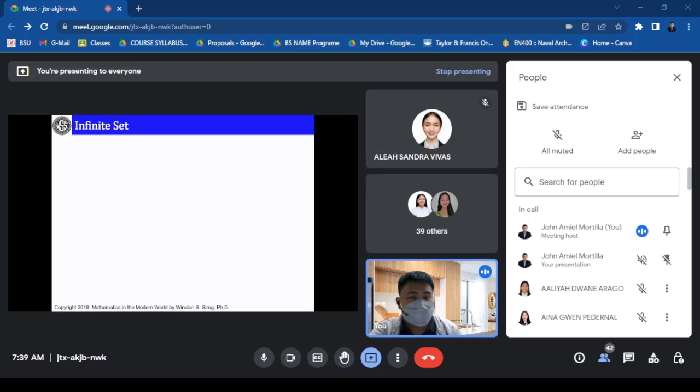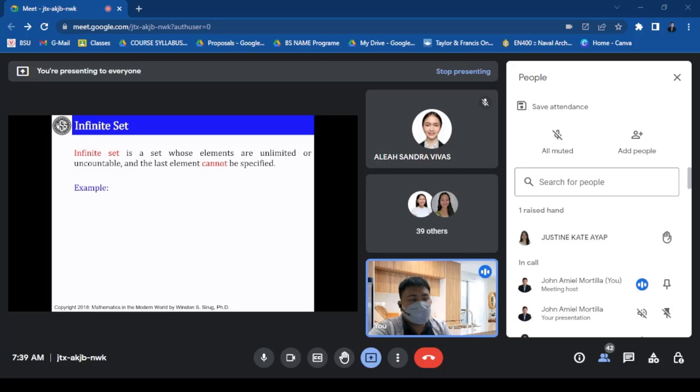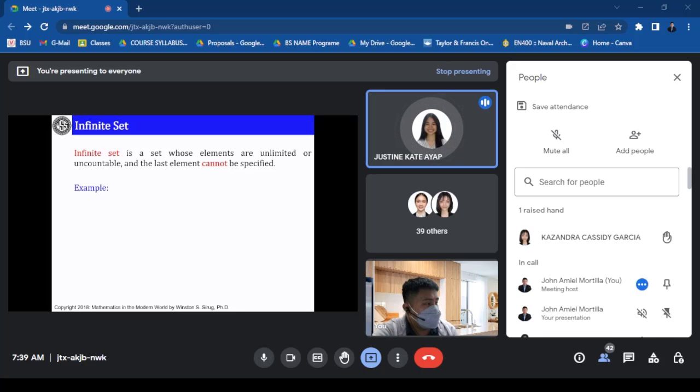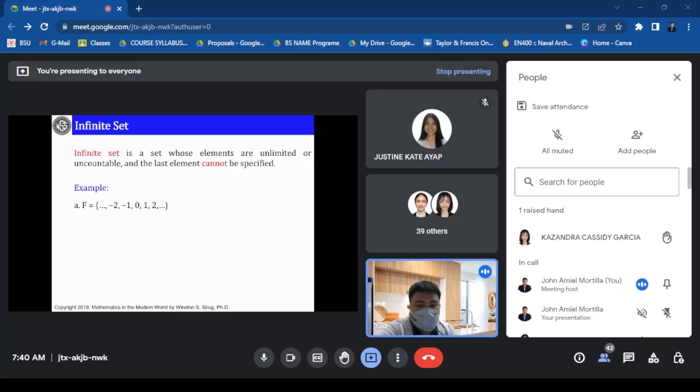Okay, so have infinite set. So, please read infinite set. Okay, Kate? An infinite set is a set whose elements are unlimited or uncountable, and the last element cannot be specified. Okay, so example, we have f is equals to negative 2, negative 1, 0, 1, 2, so on and so forth. So, we have g. Oh, so, x such that x is a set of whole numbers.